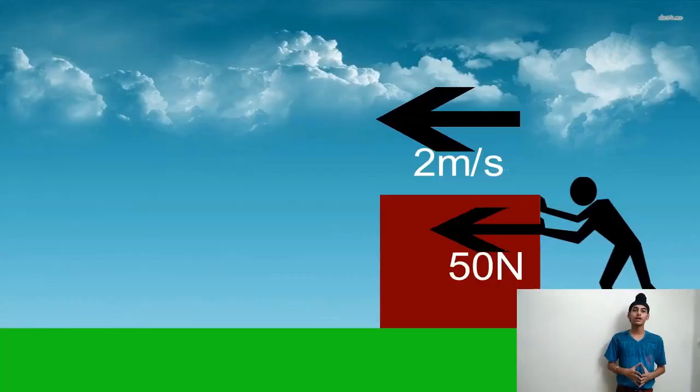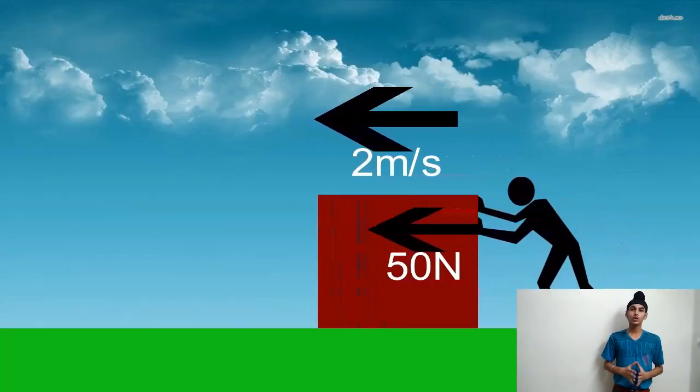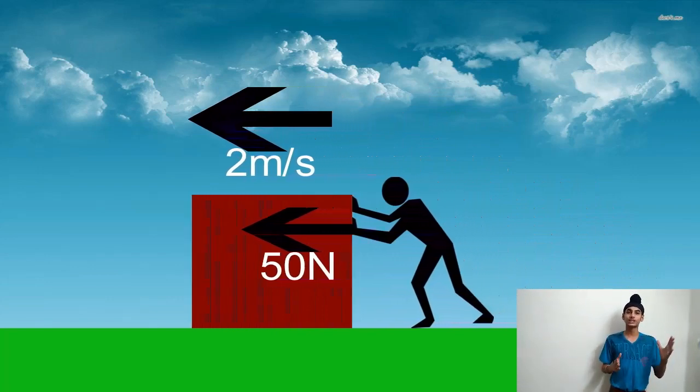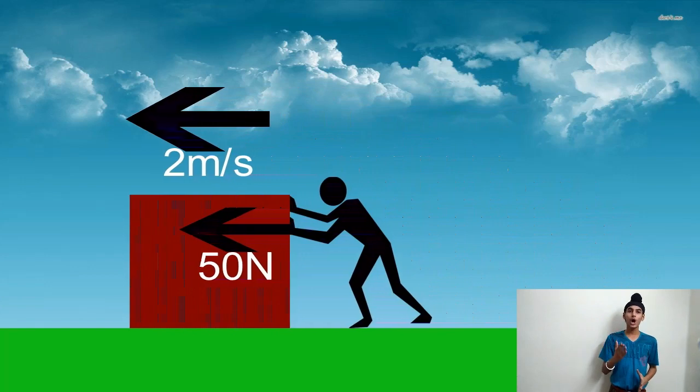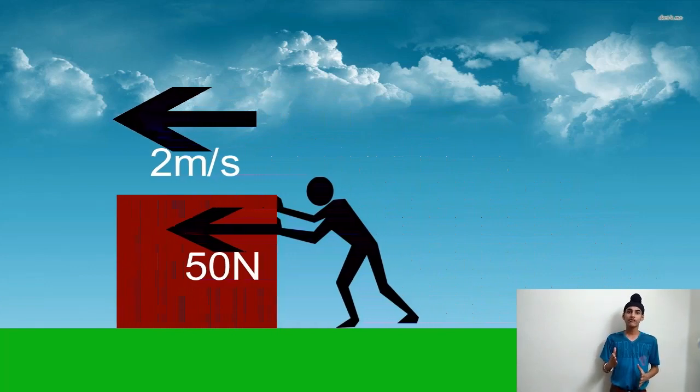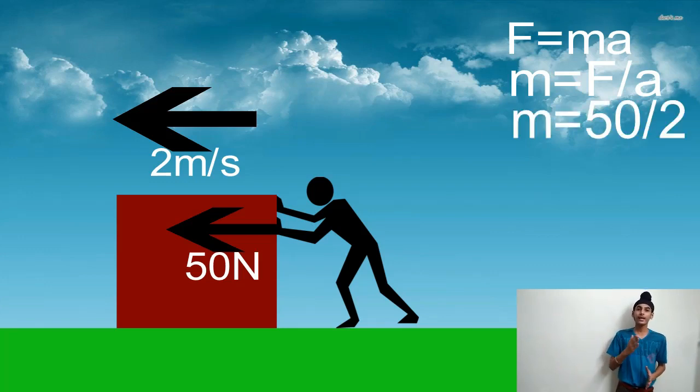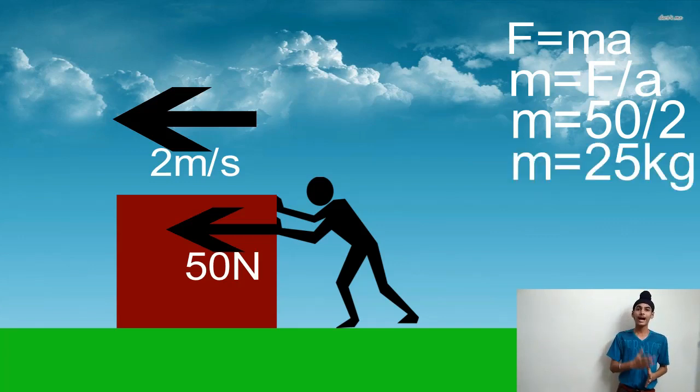Let's take one more example. Imagine a boy pushing a wooden block towards the left with a force of 50 Newton and acceleration 2 meter per second square. So what is the mass of the block he is pushing? To calculate the mass, we have to somewhat modify the equation. We know that F equals ma, and to calculate mass it comes out m equals F over a. So if we put the value of force and acceleration, it comes out m equals 50 over 2. That is 25 kg. So the mass of the block he is pushing is 25 kg.